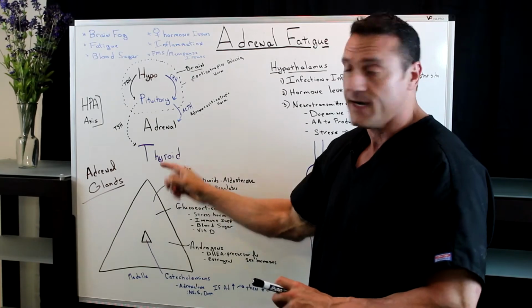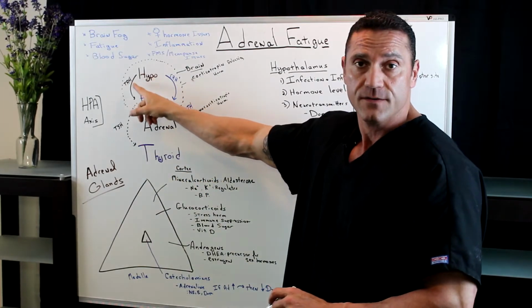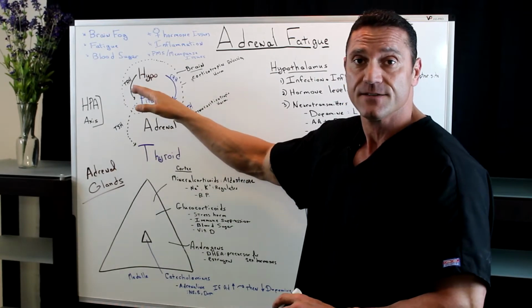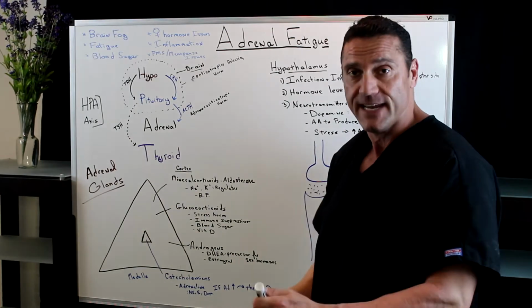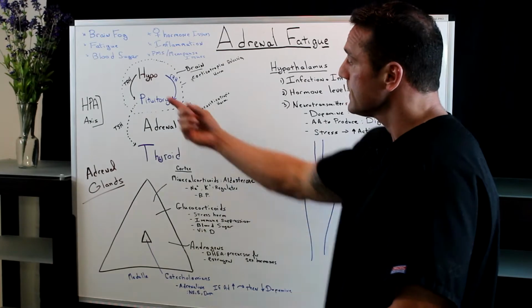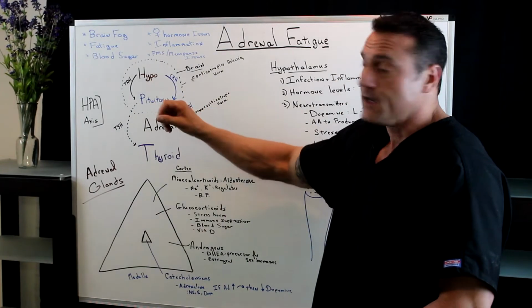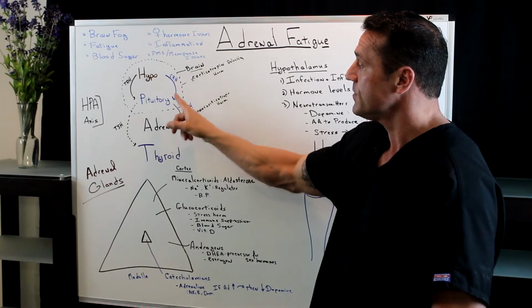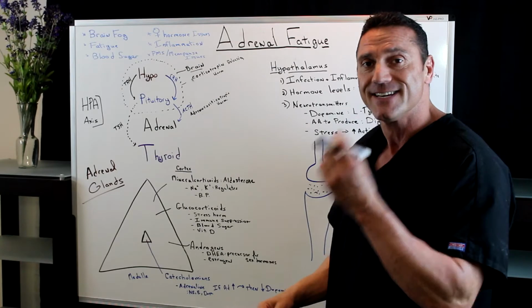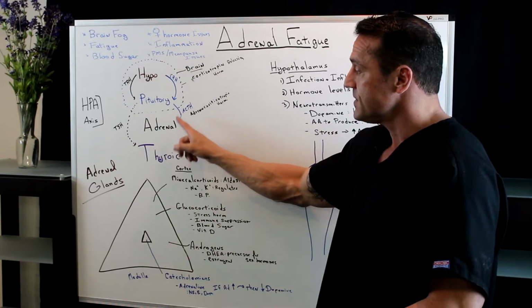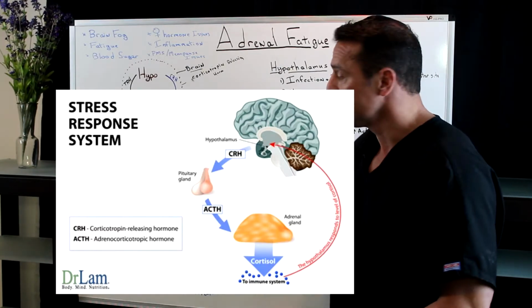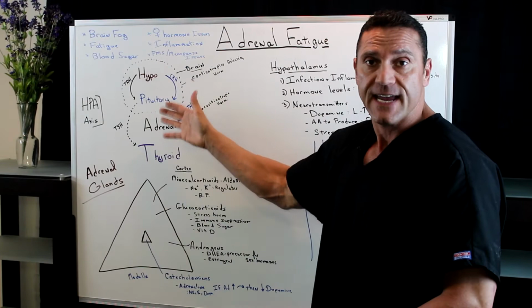So for the sake of the thyroid, the hypothalamus sends a hormone, thyroid-releasing hormone, to the pituitary gland. The pituitary gland sends a signal down to the thyroid gland, thyroid-stimulating hormone, so the thyroid gland can release its hormones into the bloodstream. Same way with the adrenal glands. So the hypothalamus sends a hormone, corticotropin releasing hormone, to the pituitary gland, and the pituitary gland sends a signal down to the adrenal glands to release adrenocorticotropic hormones. Okay, so that's called the HPA axis.